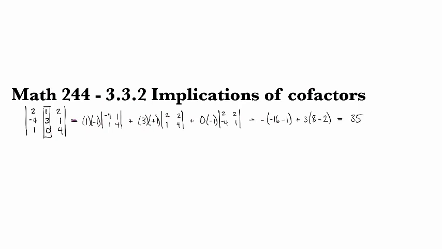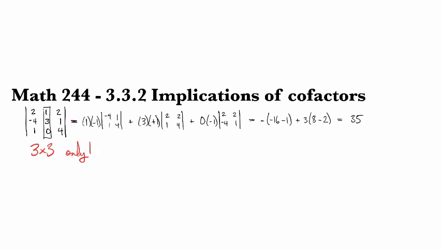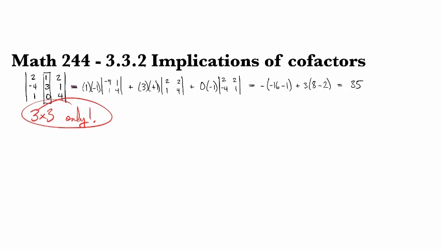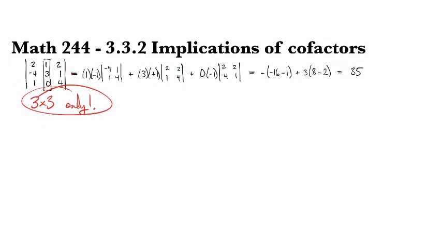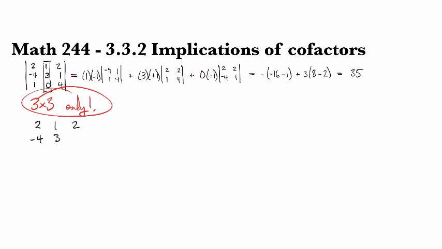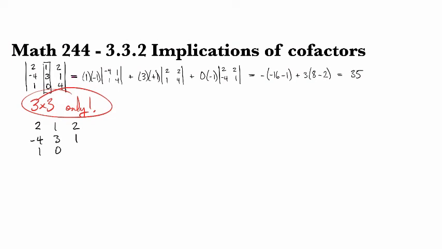So in the previous clip, I showed you how to compute the determinant of this 3 by 3 by expanding by cofactors. There's a shortcut that you can take, and this is for 3 by 3 matrices only. But it's a handy little shortcut, and it goes like this. So we'll take the same determinant: 2, 1, 2, negative 4, 3, 1, 1, 0, 4.